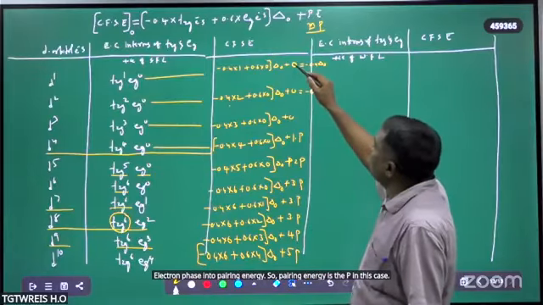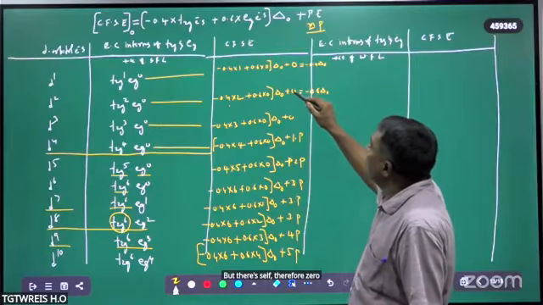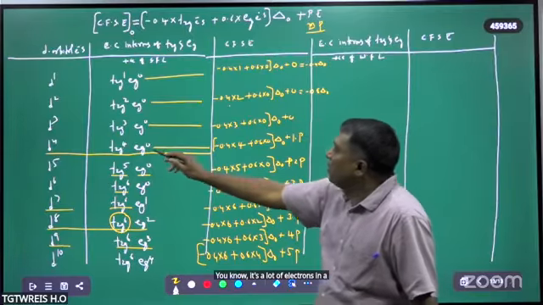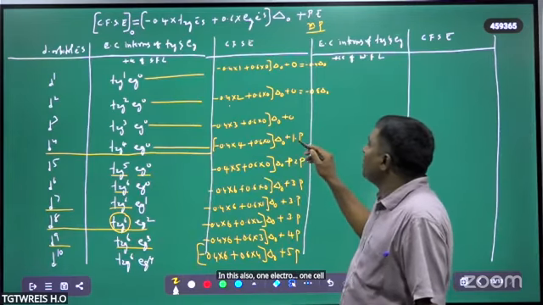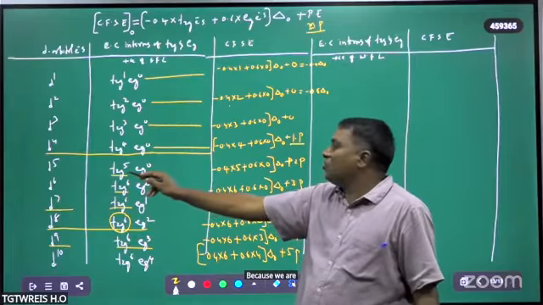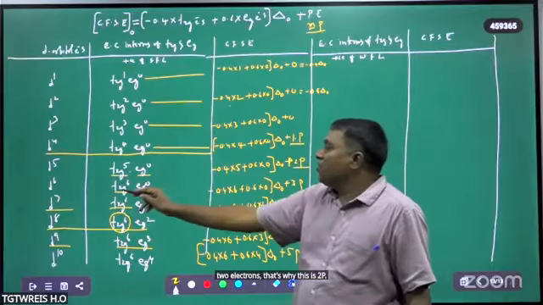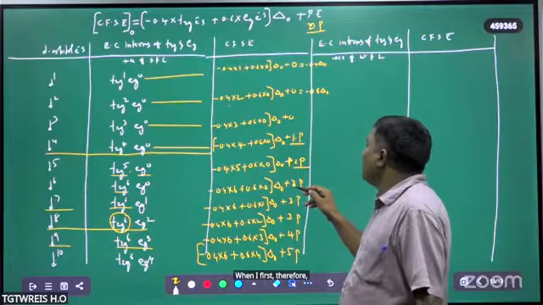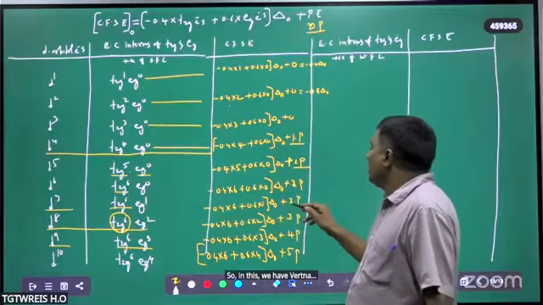Here there are no two electrons in a single orbital, therefore 0. Here also no two electrons in a single orbital. Here also, and in this also. In this one orbital has two electrons, that's why 1 into P. In this way, two orbitals with two electrons, that's why 2P. In this way, three orbitals with two electrons, therefore the number of paired electrons is 3, so 3P.